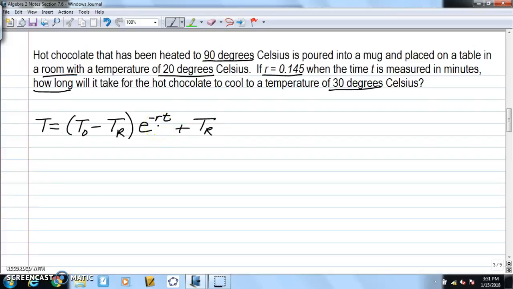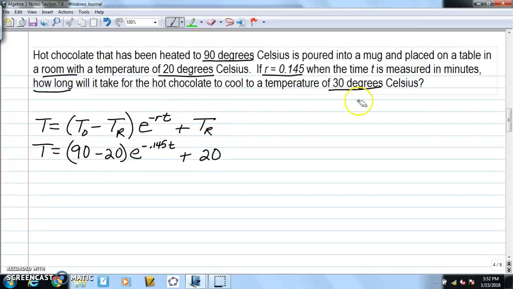So let's put in what we know. The hot chocolate's been heated to 90 degrees Celsius, that's its initial temperature. The room temperature is 20 degrees Celsius. This is e to the negative r, which is 0.145, t. We don't know t, that's what I'm solving for. And again, the room temperature was 20. The other thing we know is that we want it to cool to a temperature of 30 degrees Celsius. That's the resulting temperature. We're solving for t.